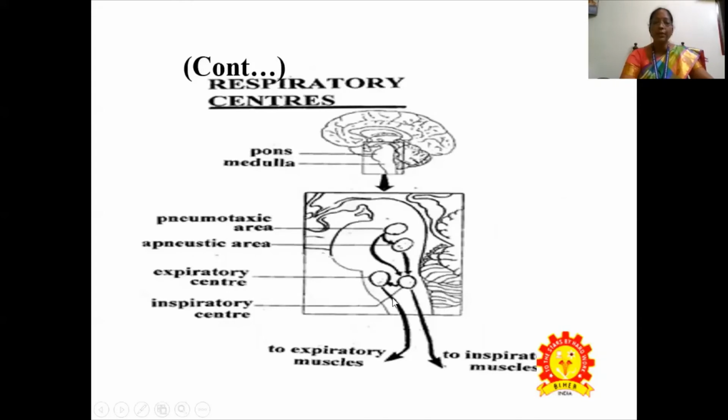These are the respiratory centers, the pons and medulla of our brain, the pneumotaxic area and apneustic area. These are the expiratory centers and the inspiratory centers, which give signals to the muscles for expiration and inspiration.